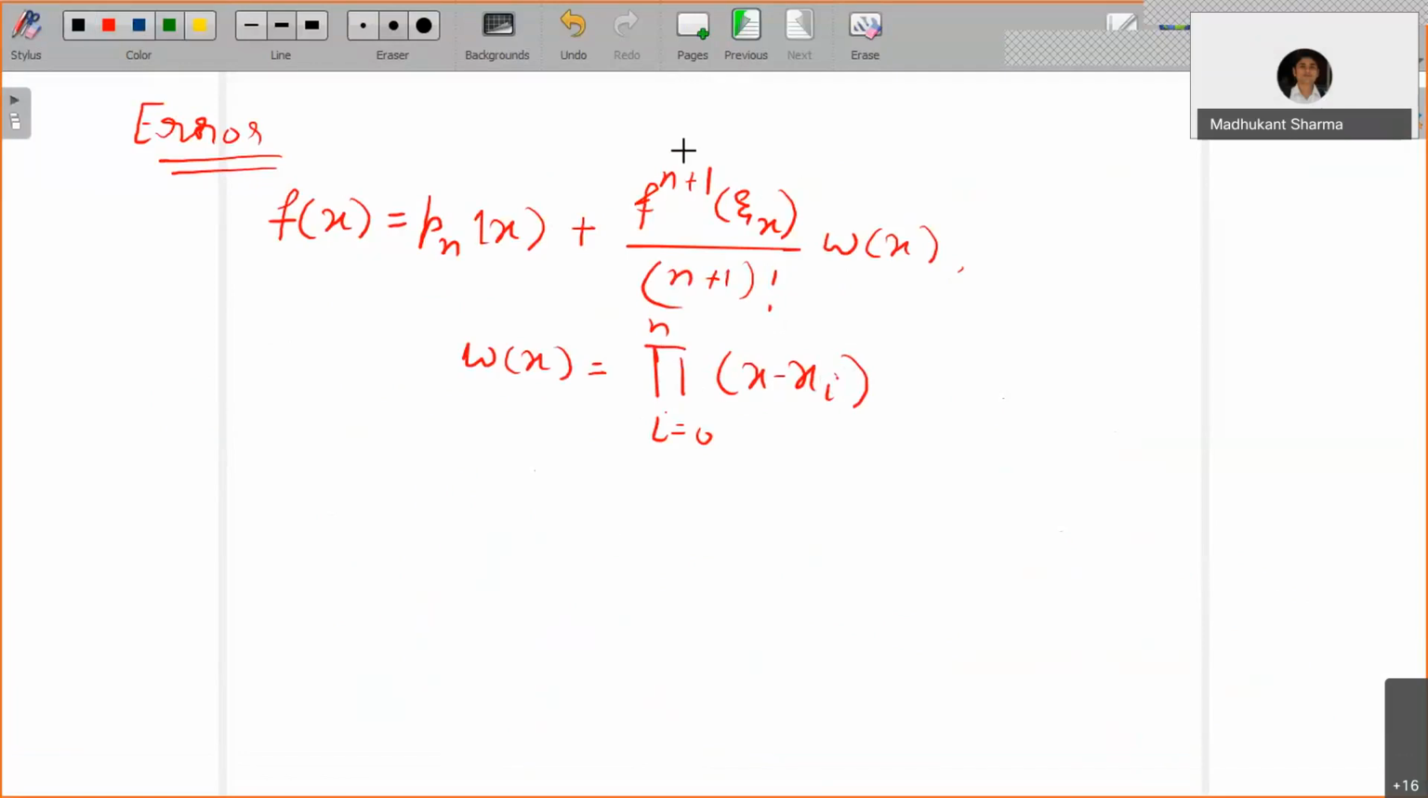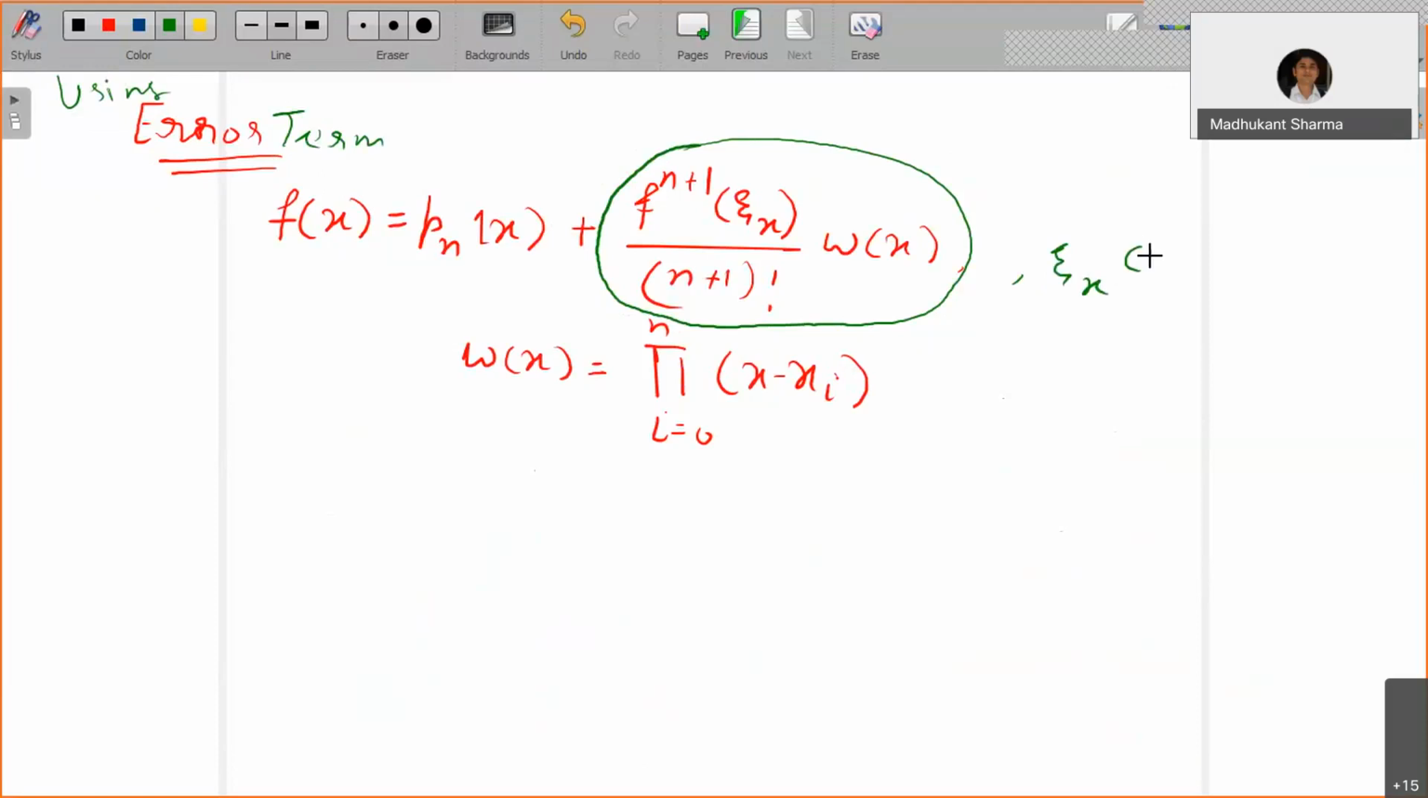Here ξ(x) lies between x0 and xn, or in particular a to b, if you have x0 equals a and xn equals b. So using the error term, you can exactly write f of x. But certainly ξ depends on x as well. And you have used the fact that f is sufficiently differentiable, so (n+1)-time differentiability is also used.